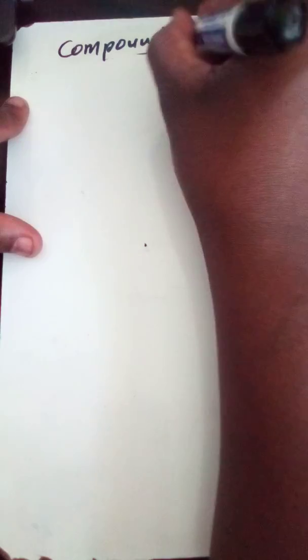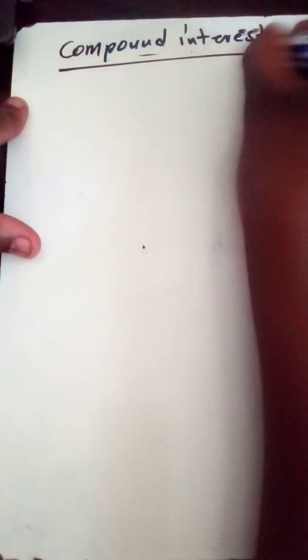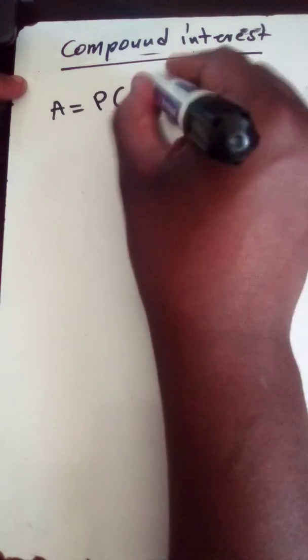Guys, now I'm going to teach you how to find the number of years. This one is about compound interest. For compound interest, the formula says A equals P in brackets 1 plus I to the power n.